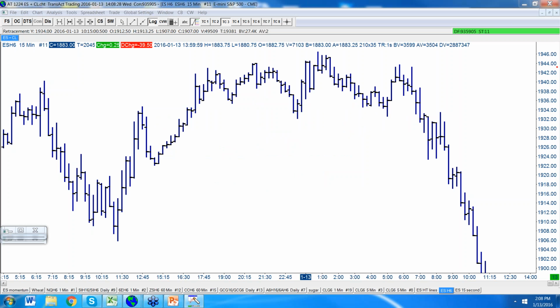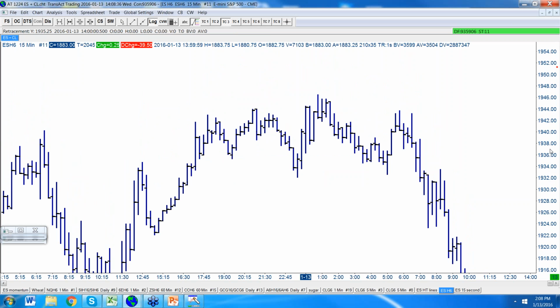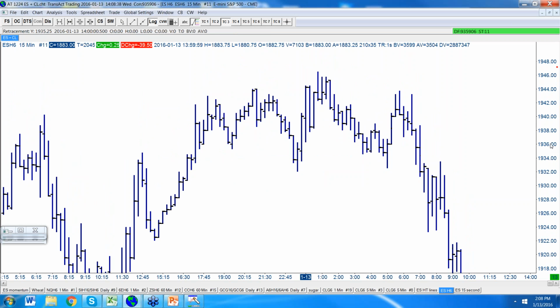So again, we're going to show it has no business being up here or down here type of zone. And you can see how these things can react. So here's a measure move going up. Now this is a shallow retracement, isn't it?